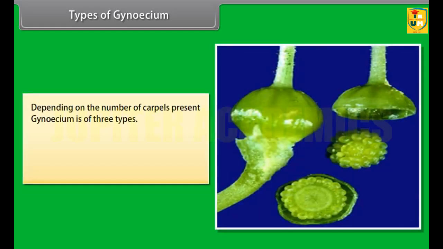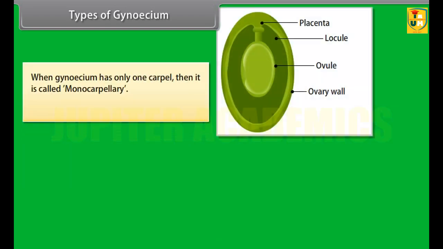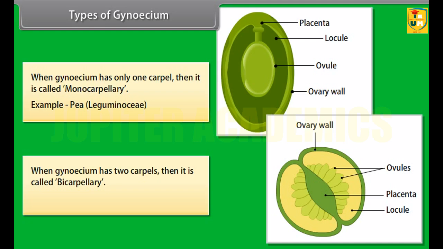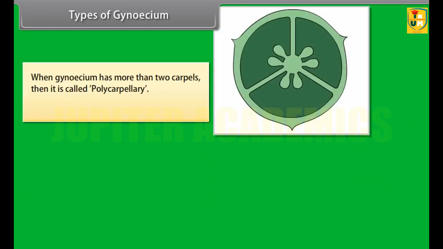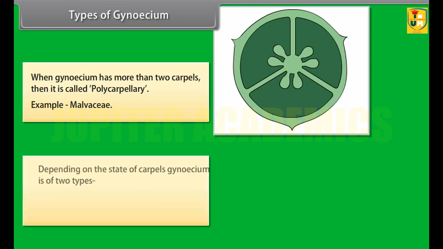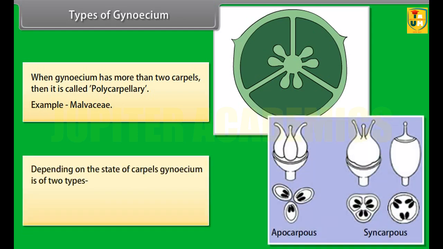Depending on the number of carpels present, gynoecium is of three types: monocarpellary, bicarpellary, polycarpellary. When gynoecium has only one carpel, then it is called monocarpellary. Example, pea, Leguminosae. When gynoecium has two carpels, then it is called bicarpellary. Example, Solanaceae, Cruciferae. When gynoecium has more than two carpels, then it is called polycarpellary. Example, Malvaceae.